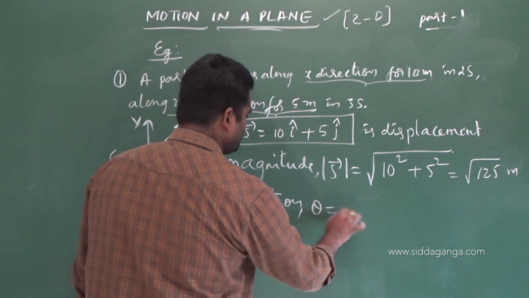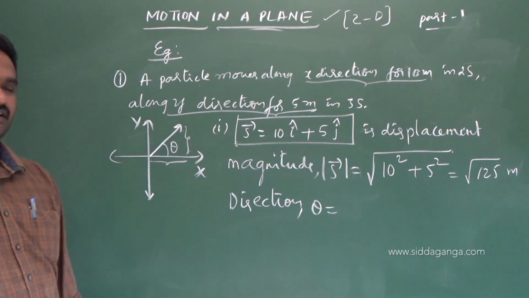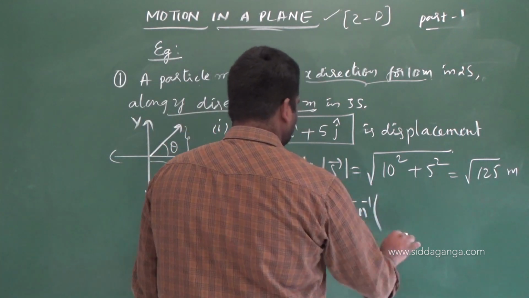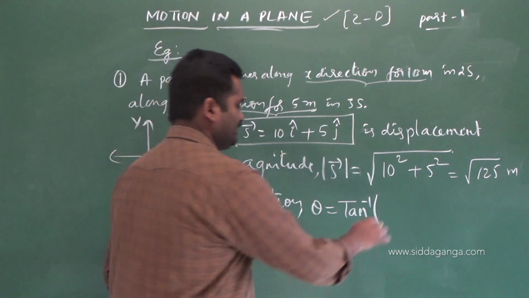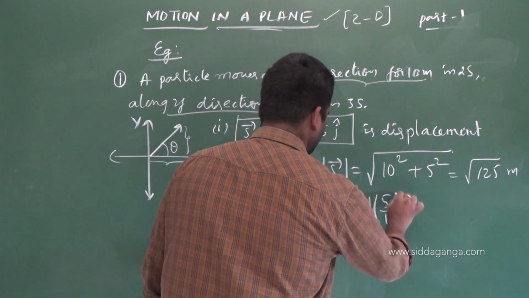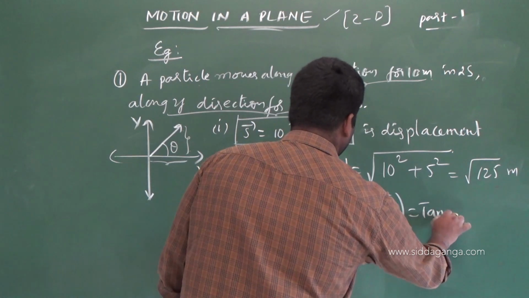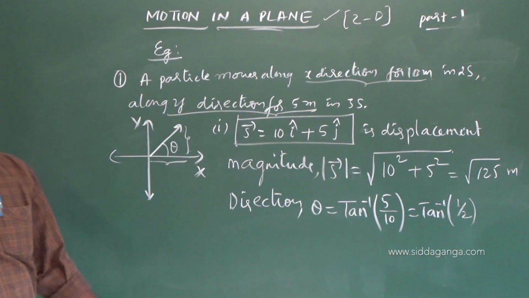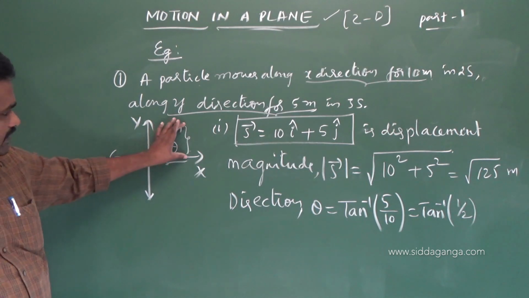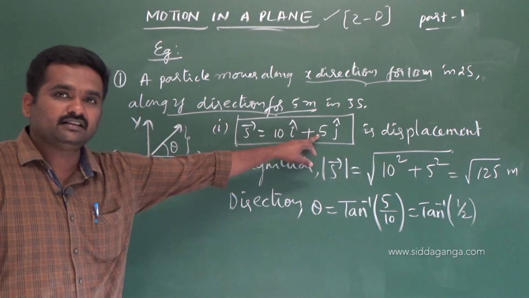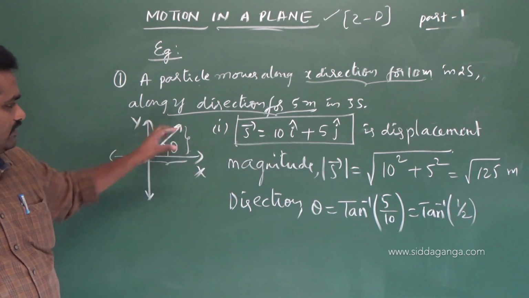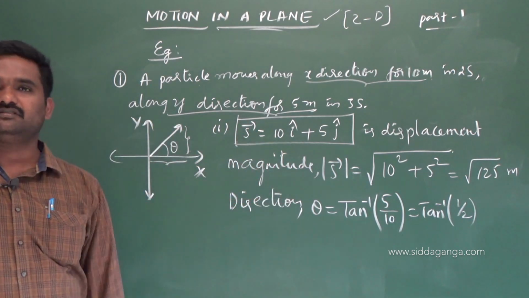Direction theta equals, how to find out? Tan inverse of y coordinate by x coordinate, 5 by 10. This is 5 divided by 10, or tan inverse of 1 by 2. See, this was the value of theta. Y coordinate is how much here? 5. And x coordinate is how much here? 10. That's why theta equals tan inverse of y by x, tan inverse of 1 by 2.